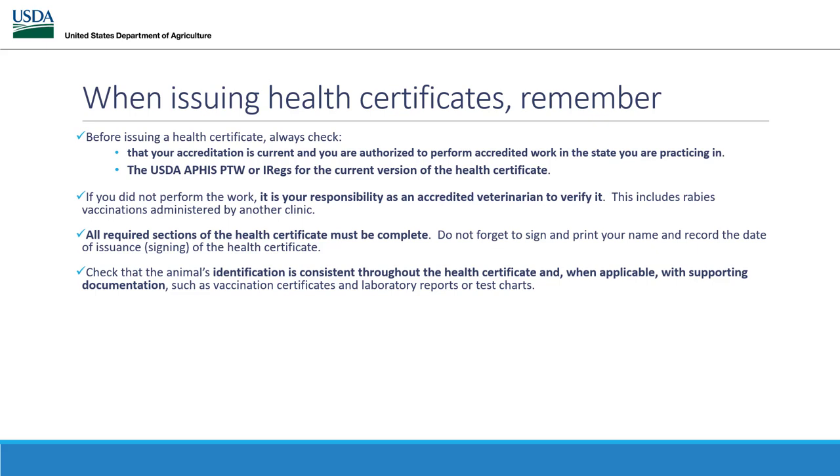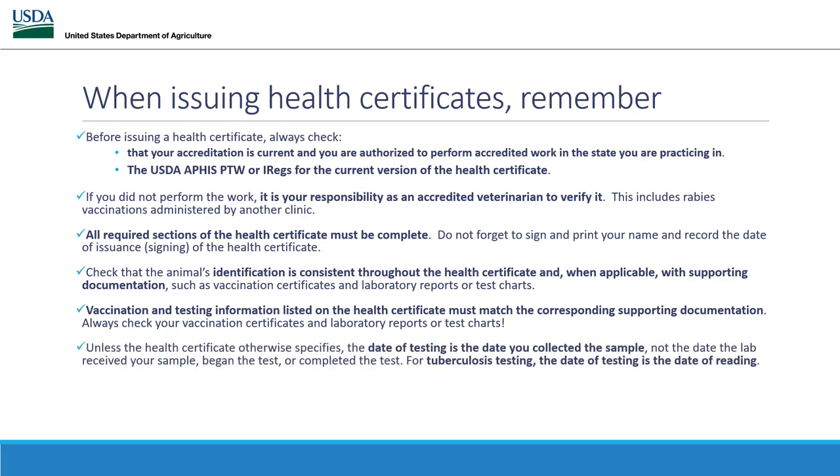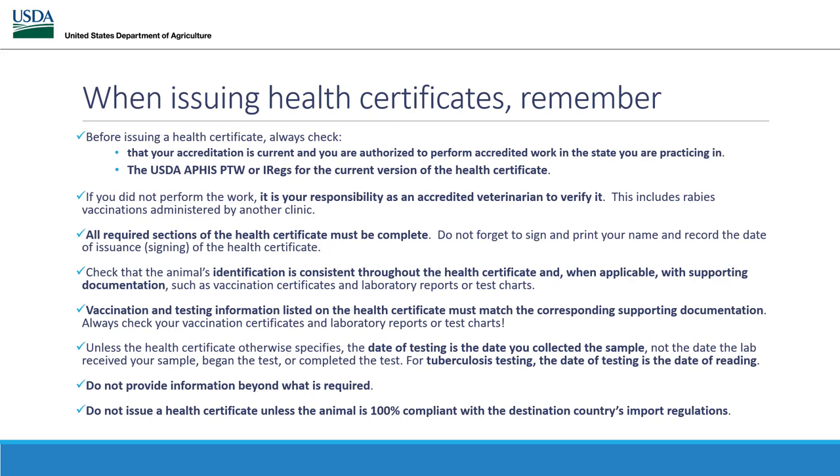Check that the animal's identification is consistent throughout the health certificate and, when applicable, with supporting documentation, such as vaccination certificates and laboratory reports or test charts. Vaccination and testing information listed on the health certificate must match the corresponding supporting documentation. Always check your vaccination certificates and laboratory reports or test charts. Unless the health certificate otherwise specifies, the date of testing is the date you collected the sample, not the date the lab received your sample, began the test, or completed the test. For tuberculosis testing, the date of testing is the date of reading. Do not provide information beyond what is required, and do not issue a health certificate unless the animal is 100% compliant with the destination country's import regulations.